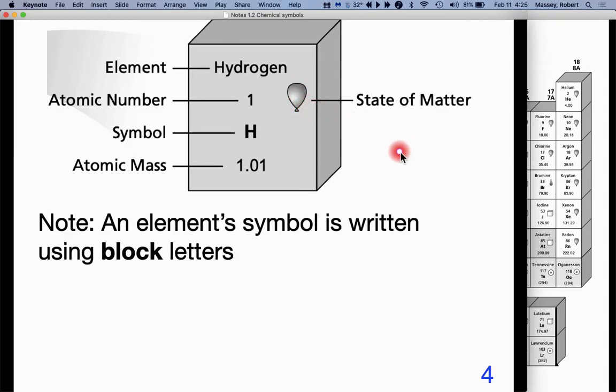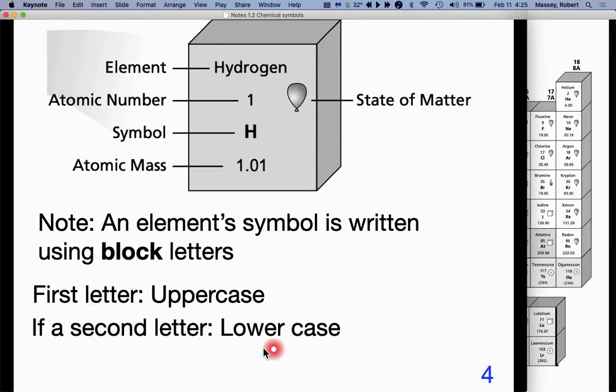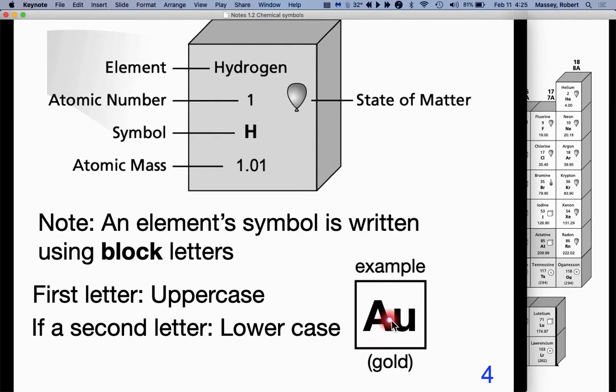Note, an element symbol is written using block letters. So don't use cursive letters if you use cursive. Block letters. And if it's just one letter, it's a capital letter. But if it has 2 letters, the second letter is lowercase. An example is gold. The symbol for gold is capital A, lowercase u, and that's gold. Now, anytime that you have a name of an element that's different than the English name, it's because the original name of that element or the symbol comes from another language, usually Latin or Greek.